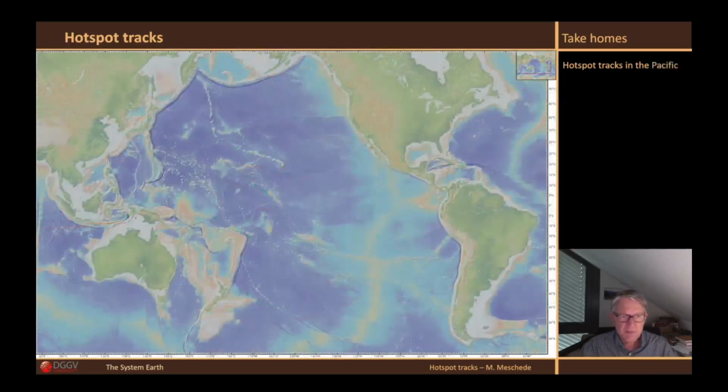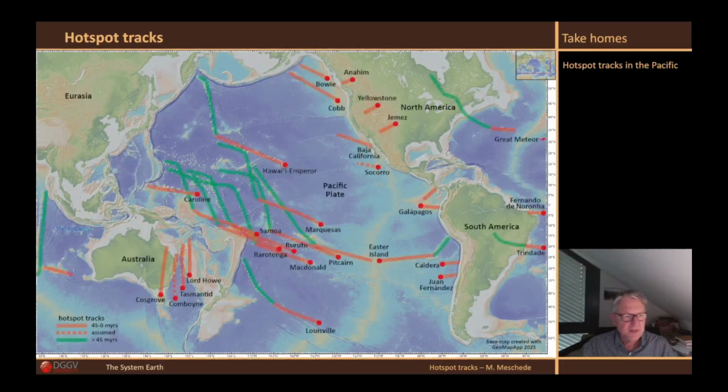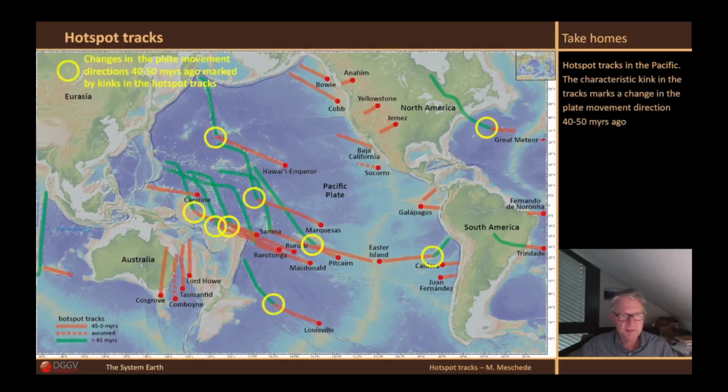There are also a number of such submarine volcanic chains in the Pacific, as can be seen on the bathymetric map here, and which we know now are hotspot tracks. And the same picture emerges here in the Pacific. Many of the volcanic chains formed over a long period of time show a characteristic kink in a similar orientation at about 40 to 50 million years. Here I marked all the hotspot tracks in the Pacific where you can identify the kinks. But what is the reason for these kinks?